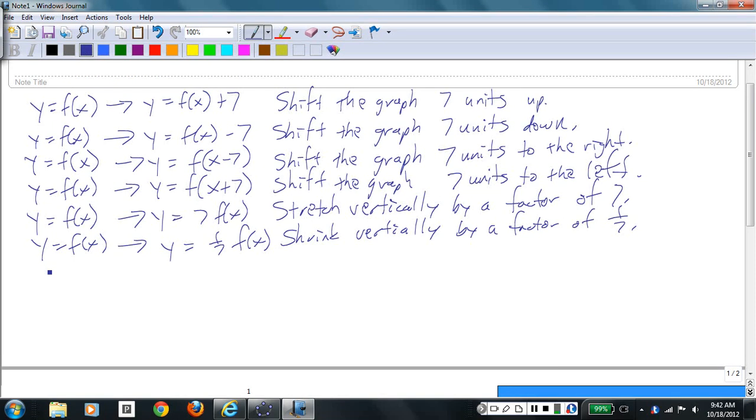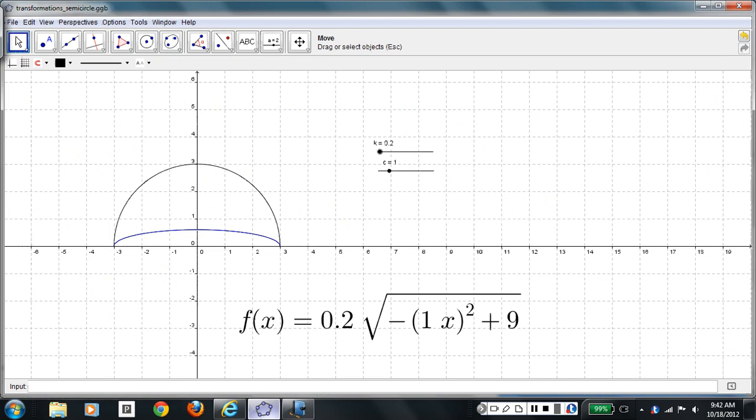Did we do the horizontal stretches and shrinkings? Y equals f of x. Y equals f of 7x. Y equals f of x. Y equals f of 1/7 x. Did we do those? Substituting 7x for x or 1/7 x for x? Just looked at what we did last time. I didn't see that. Let's see.